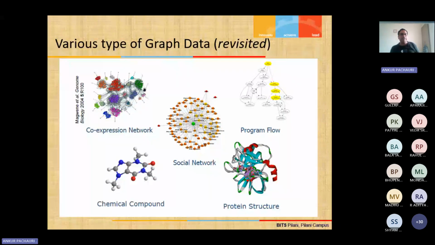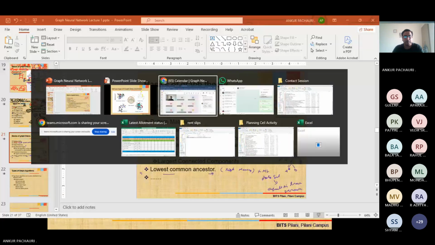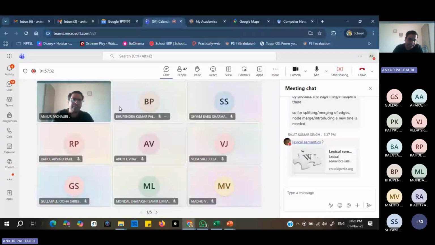So I think we have discussed, or not. I think this was the first thing that we discussed. Lexical semantics. That's correct, lexical semantics, in which you are trying to figure out the sequence of the words as well as, with respect to the meaning, how they are connected to each other.